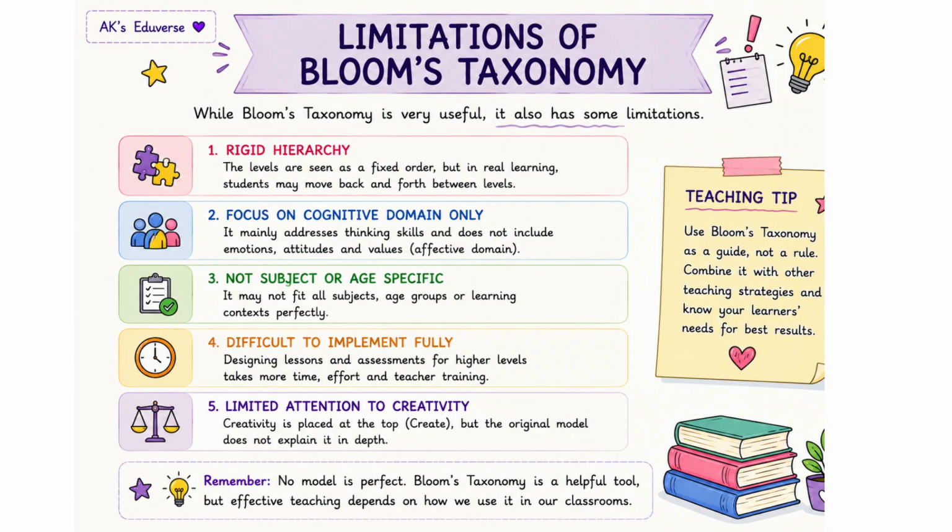Second வந்து it focuses mainly on the cognitive domain. So Bloom's taxonomy mainly focuses on thinking skills. But learning is not just about thinking, right? Emotions வேணும், attitudes develop பண்ணணும், values inculcate பண்ணணும், practical skills are also equally important. So இந்த aspectsக்கு original taxonomyல ரொம்ப importance கொடுக்கல.